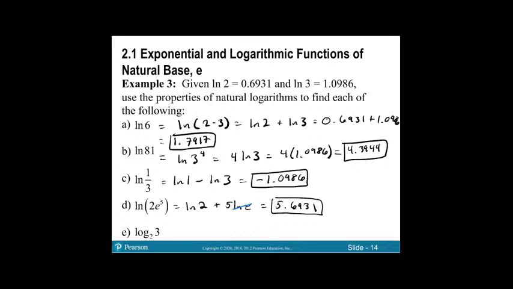So we can use change of base here. This is going to be the same as natural log of 3 over natural log of 2. That's going to be 1.0986 divided by 0.6931, right? Okay. So then we get approximately 1.585.